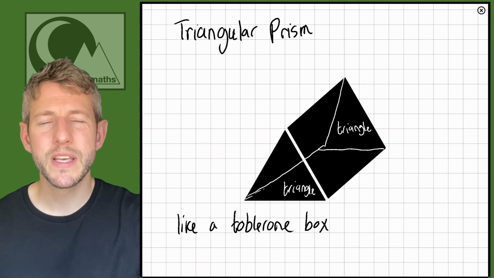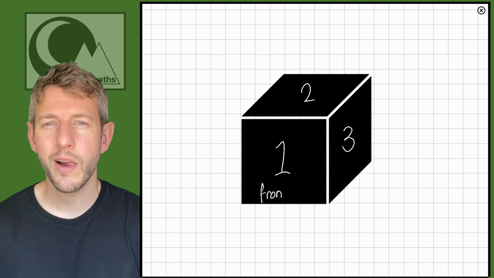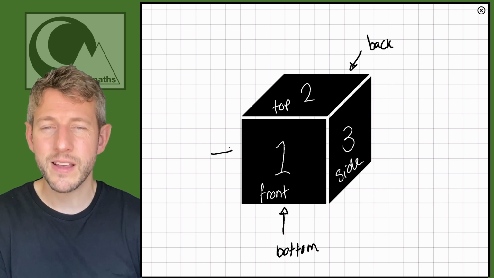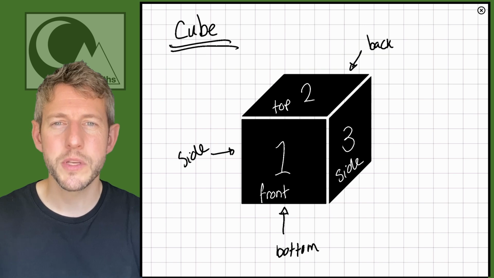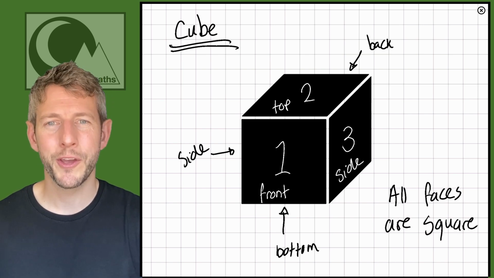Okay, some more shapes here now. I've got a cube. So this is like a dice. It's also like the cuboid, but all of the faces are square on this one. So every dimension, every length is the same size on the cube.